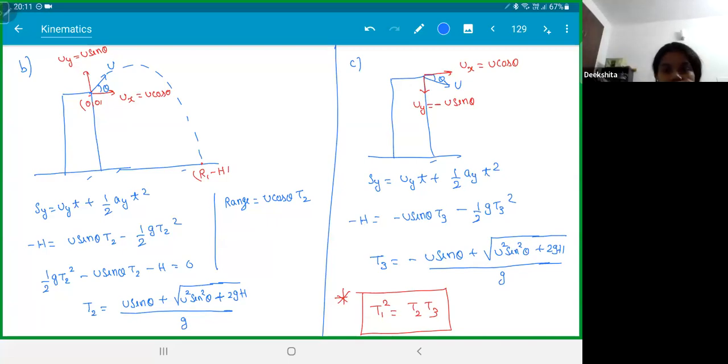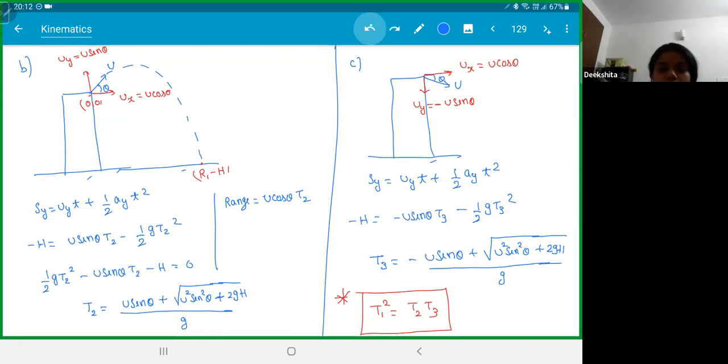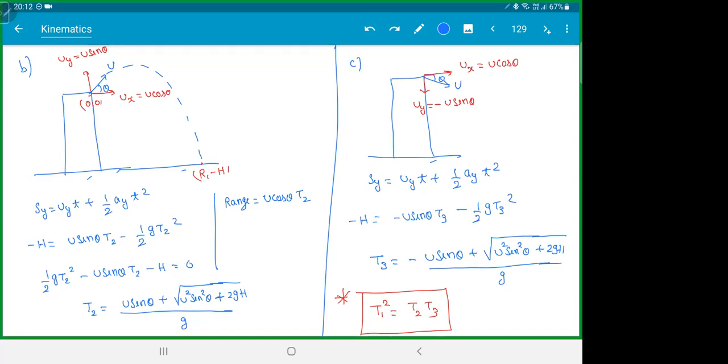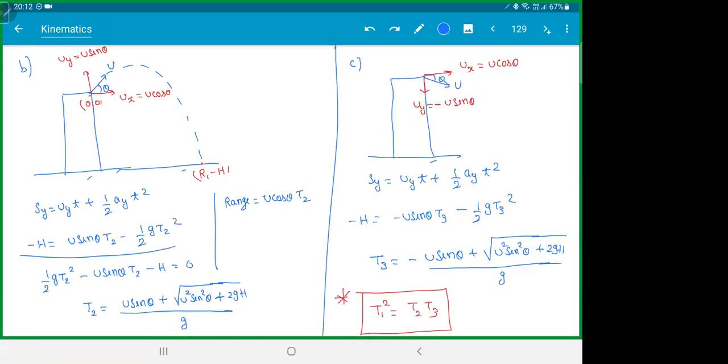Sir, I got t3 equals root over t1 t2. No, look, if you multiply t2 and t3, this thing looks like a plus b, and this looks like a minus b, whole square, no? No, but I didn't find it separately, sir. I just wrote the equations of motion for three cases. Okay. So in the first one, this is root 2h by g. For that it would be h equals u sin theta t1 plus half into g into t1 square.